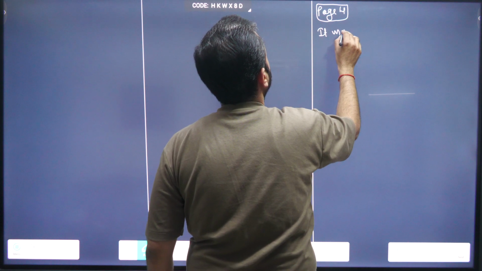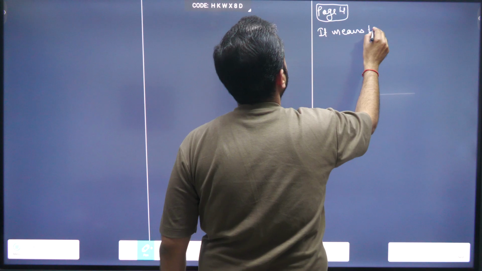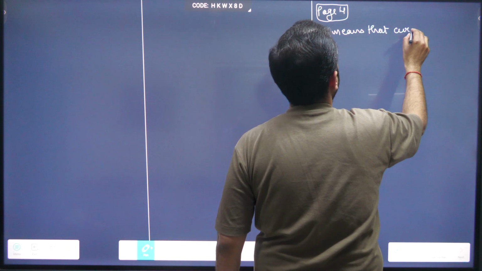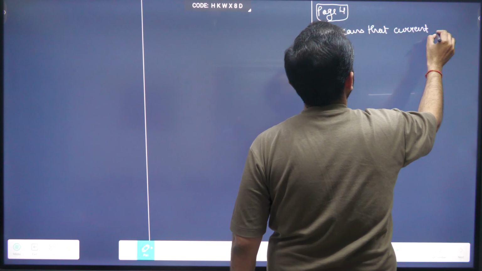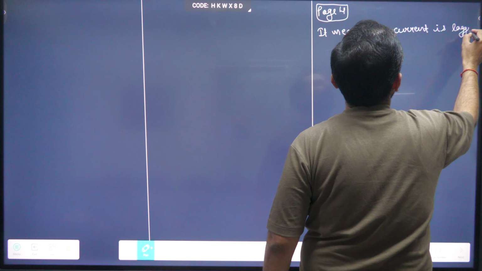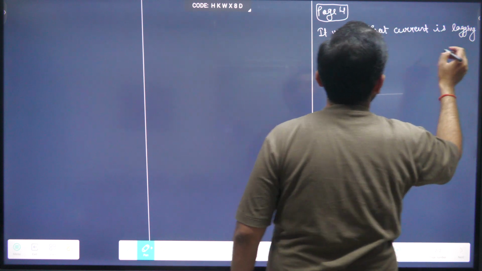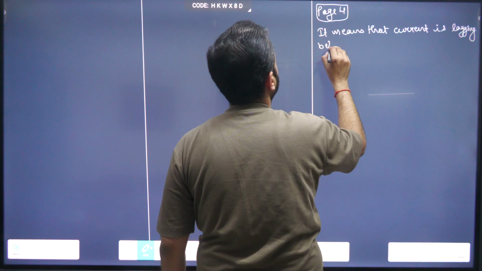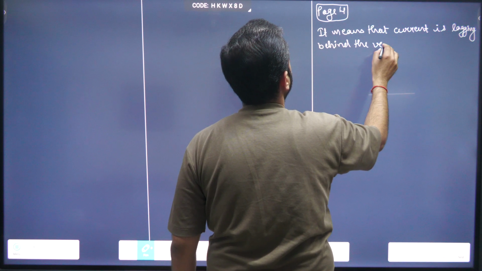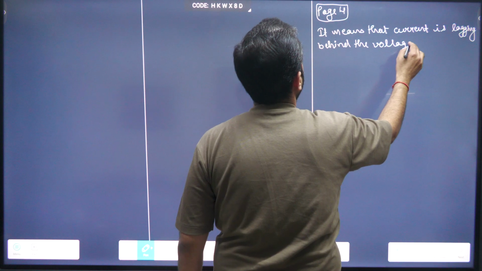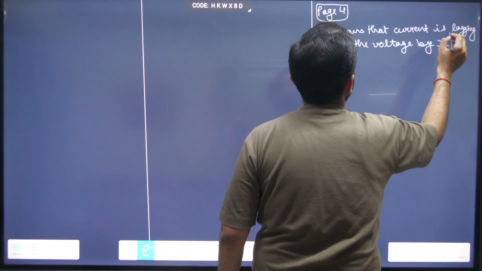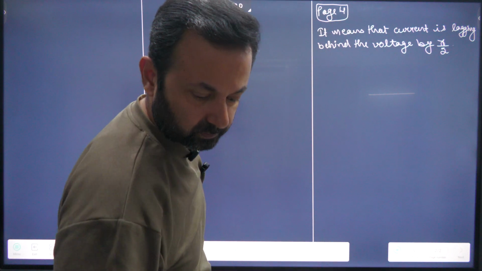It means that current is lagging behind the voltage by pi by 2.